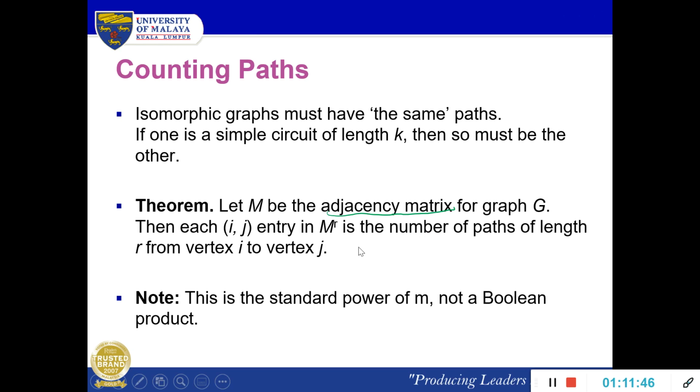So each ij entry in M to the power of r is the number of paths of length r from vertex i to vertex j. That's the standard power of M. This is a standard power of M, not a Boolean product. A standard power. Normal one, not a Boolean.